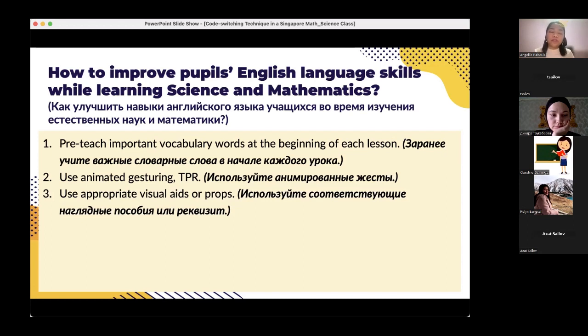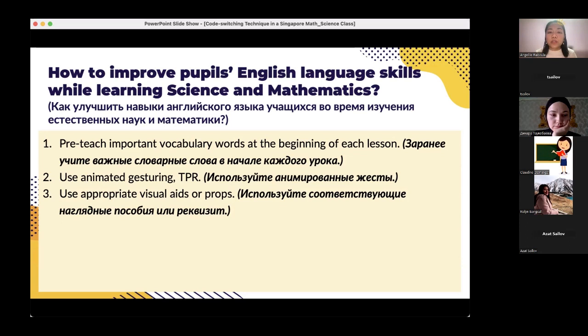Number 3, of course, very important, is to use appropriate visual aids or props. I said appropriate because sometimes I guess we are too creative and we tend to put a lot of things in a lesson that is not really necessary or is not really helping the students. So maybe we can just include several, but these several materials are appropriate and 100% useful for the students.